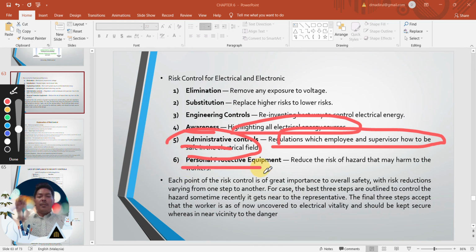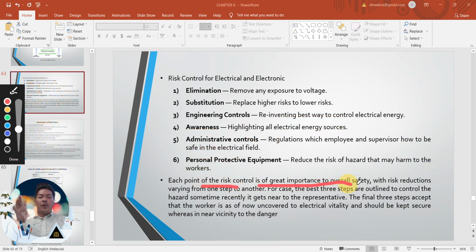And the last one is personal protective equipment, which reduces the risk of hazards that may harm the workers. Each point of the risk control is of great importance to overall safety, with risk reduction varying from one step to another. For example, the first three steps are outlined to control the hazard at its source. The final three steps accept that the worker is now exposed to electrical energy and should be kept secure while in the vicinity of the danger.